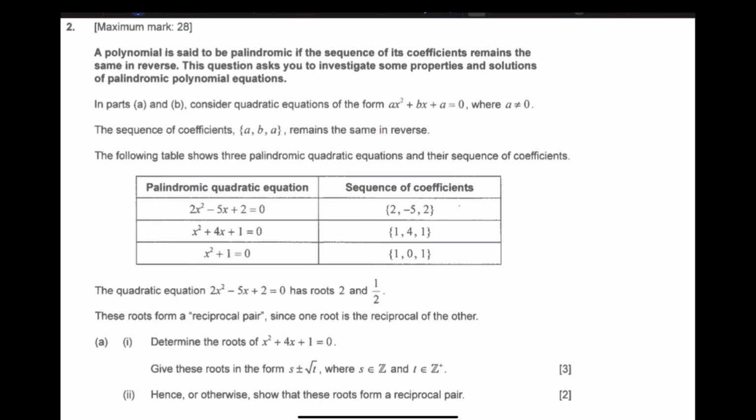Starting with the next question, we have a polynomial which is said to be palindromic if the sequence of its coefficients remains the same in reverse. The question asks you to investigate some properties and solutions of palindromic polynomial equations. Palindromic polynomial equations will be in this form: ax squared plus bx plus a. So the order remains the same. If you move from left to right, it's aba. If you move from right to left, it's still aba, right? So here are some palindromic equations they have given.